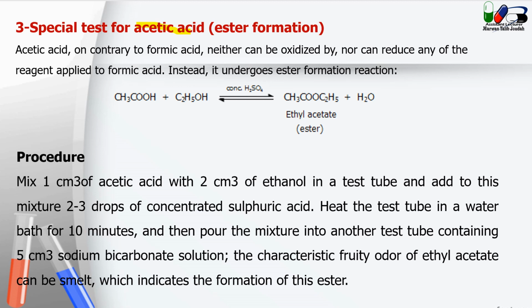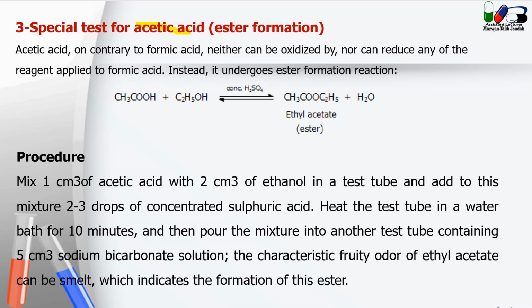So the acetic acid, contrary to formic acid, can neither be oxidized nor reduce any of the reagents applied to formic acid. Instead, it undergoes an ester formation reaction. So it only undergoes, or has, ester formation.